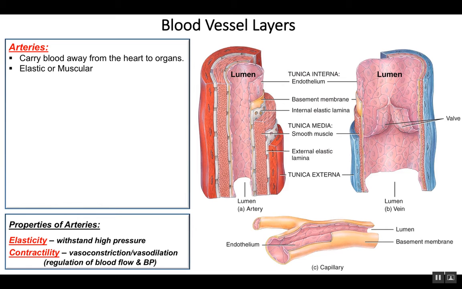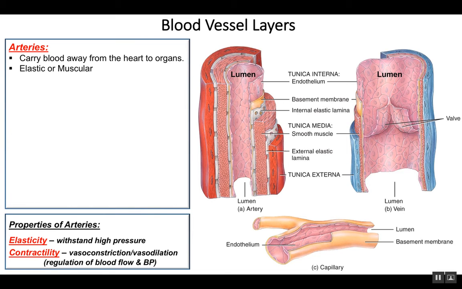But this slide is going to talk about the tissue level of blood vessels. So looking at blood vessels, they're made up of different tissues that are found in 3 layers. These layers are known as tunics. The inner layer is called the tunica interna. The middle layer with muscle is called the tunica media. And then the outer layer, largely of connective tissue, is called the tunica externa.